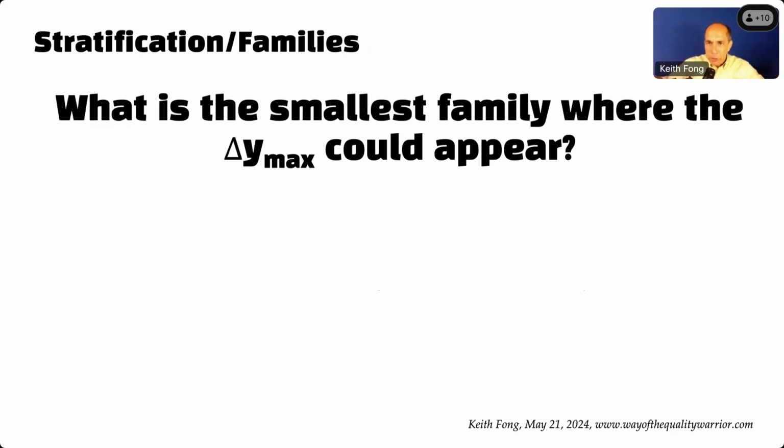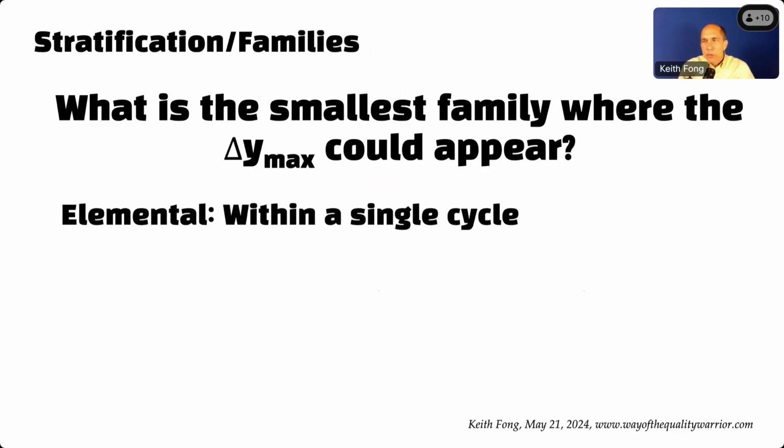Again, this is where families of variation comes from. So it's trying to figure out what is the smallest family where I could possibly see the delta Y max, right? Again, this is where a lot of people struggle in the learning process: how do I identify what's the smallest family, and then build out from there? So there are 4 basic types of families that you'll be looking at.